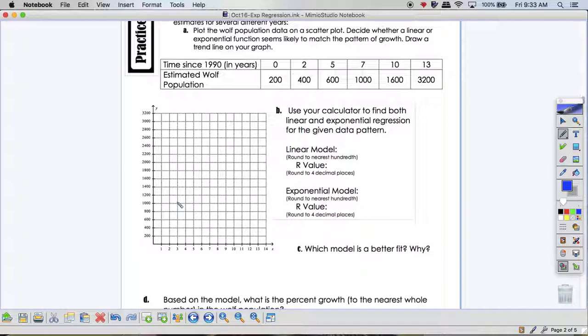So over 0 up 200 is right here. Over 2 up 400 is right here. Over 5 up 600. Over 7 up 1,000. Over 10 up 1,600 is right here. And over 13 up 3,200 is going to be right here. Okay.